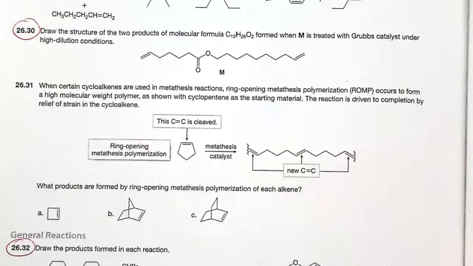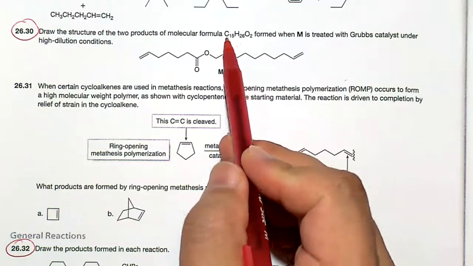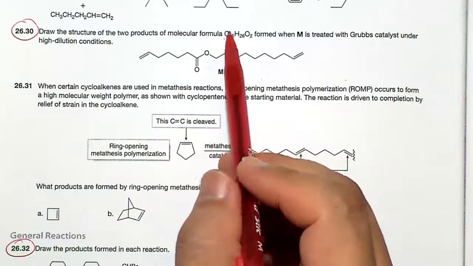26.30. Draw the structure of the two products when it's treated with Grubbs catalyst. There will be two products. Molecular formula is this. It's like same molecular formula, different structure.